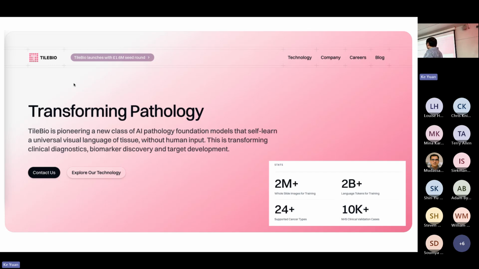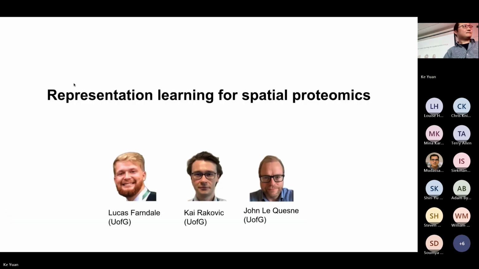So after this gave us confidence, we asked the question: what happens if we really scale up this approach? So we started a university spin-out, which is called TileBio. The goal of this is to really scale up this tissue language model to millions of histology images, really to see if you properly scale this method, can it actually deliver new powers in pathology.